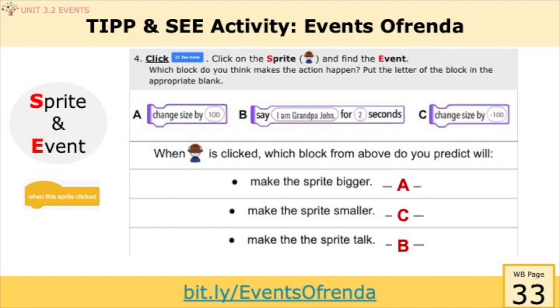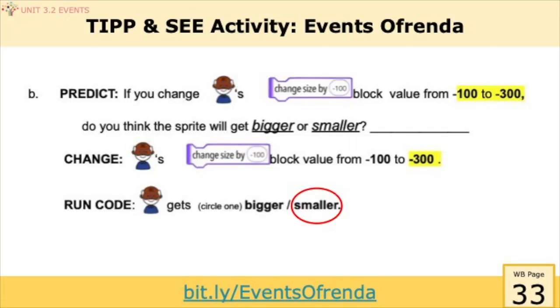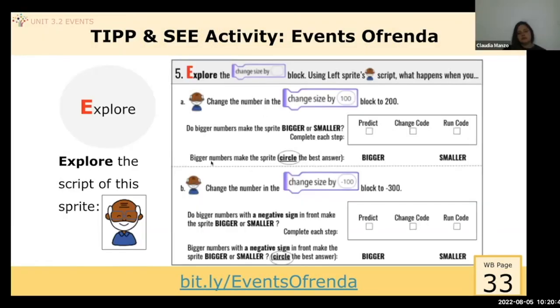Okay, so you explored a little bit. You changed the number in the change size to 200. And your prediction, did you predict that it would make the sprite bigger or smaller? This one's a pretty easy one. Bigger, exactly. And when you did it, it actually did make it bigger. And then you changed the -100 to -300. So did it make it bigger, or what was your prediction? Bigger or smaller? Smaller. Smaller, and it did make it smaller.